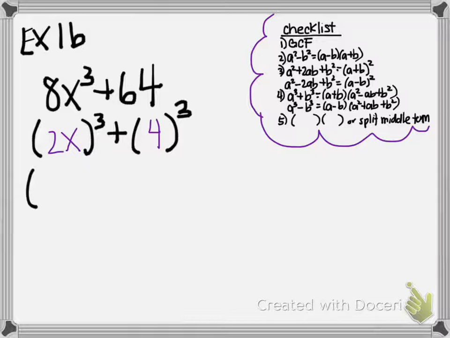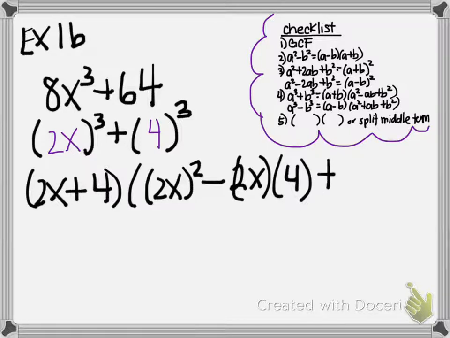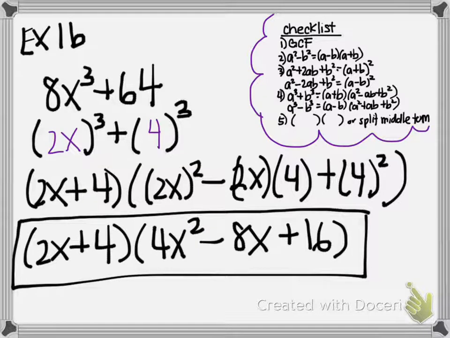Fitting into the formula, it looks like 2x plus 4 times 2x squared minus 2x times 4 plus 4 squared. If we simplify all of this, it would look like 2x plus 4 times 4x squared minus 8x plus 16.